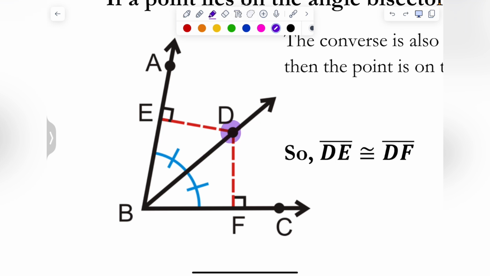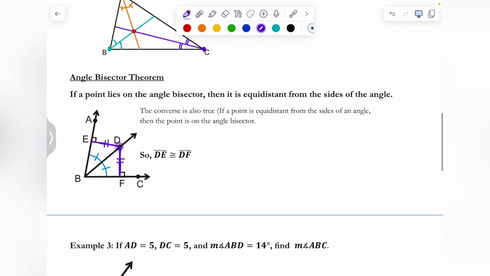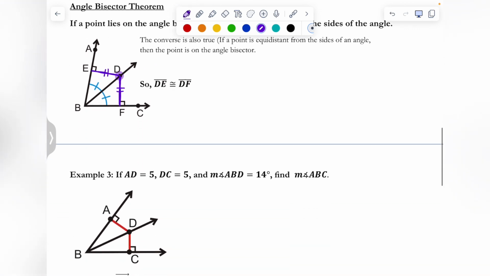In this case, the point is point D. That point will be what we call equidistant to the sides of the angle, meaning this distance, which is the shortest distance from the point to the side. That's why this little right angle is there. That just indicates that's the shortest distance. And this distance is the same. So let's say this was 5 units, then this would also be 5 units. So DE is congruent to DF, and that is the angle bisector theorem.